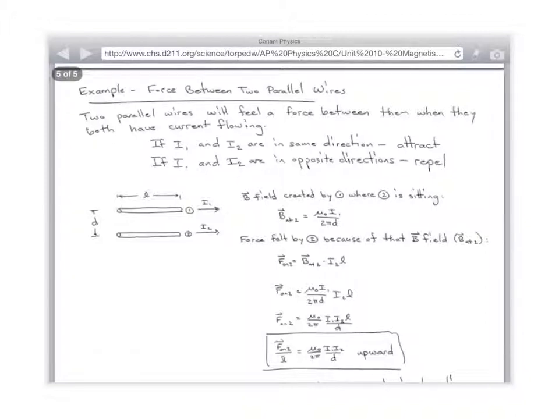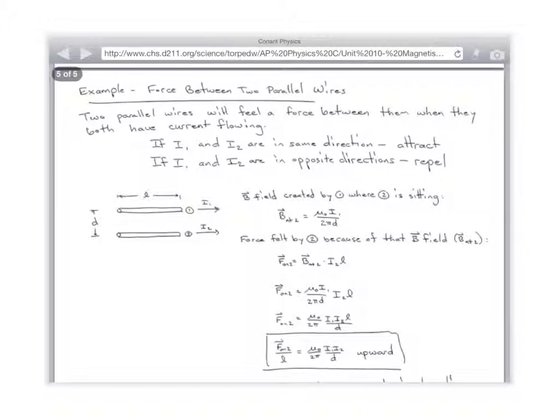Everybody pull out your right hand. Which way is the field where wire 1 is sitting? Not up. Out of the page, right? So the field's out of the page right there. So which way does wire 1 get pushed? See, the field is out of the page. The current is to the right. So wire 1 gets pushed down. Got it? So wire 1 gets pushed down.